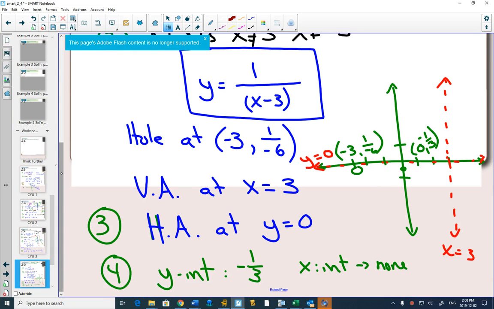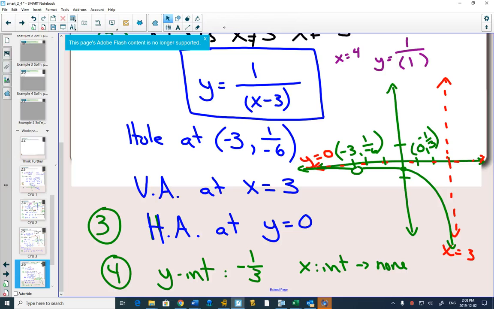Now we have 2 points. There's that part of your graph in that section. Notice we don't have anything when x is bigger than 3. So I would plug in x equals 4. That would give me 1 over 4 minus 3, which is 1. So we would also have the point (4, 1), and then you have enough to do that section as well.